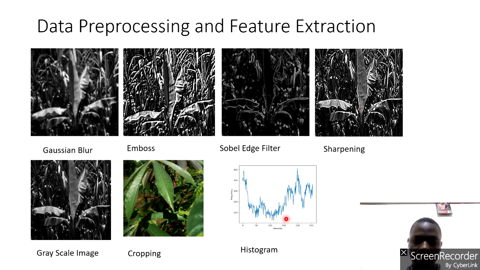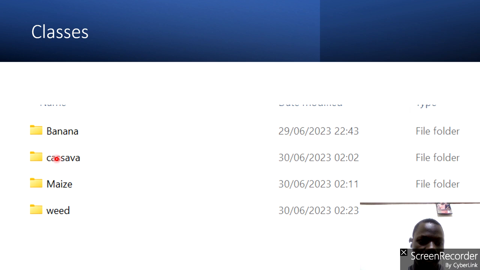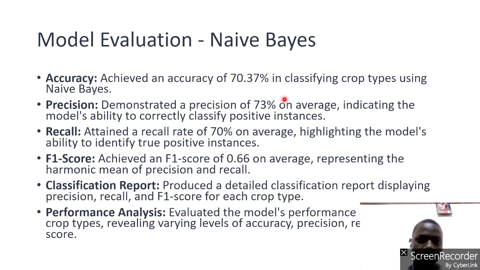I also did a histogram. I applied the histogram on all the different 133 images. So in total, my data set grew exponentially. I got a data set of thousands of images after applying these various features. These are the classes I've already mentioned. Then I designed a naive Bayes model. The naive Bayes achieved an accuracy of 70.3 in classifying the crop types. Its precision was 73, the recall was 70 on average, and the F1 score was 0.66 on average.